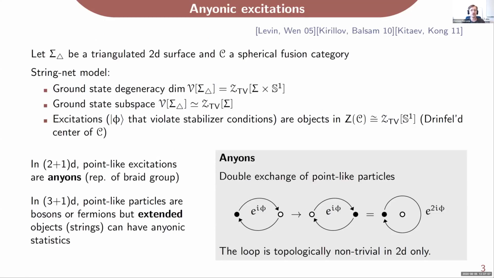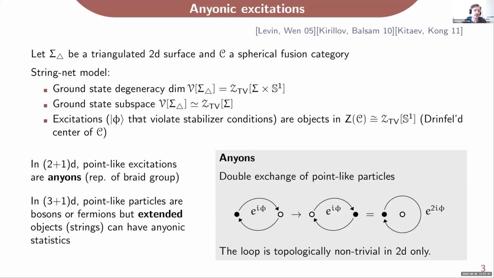I already mentioned in 2+1D the string-net models. The dictionary in that case, more specifically between the TQFT and the Hamiltonian picture, is the following. The ground state degeneracy, which is the number of independent states in my ground state subspace, is equal to the number that the TQFT assigns to the manifold sigma cross S1. Similarly, as already mentioned, the ground state subspace is what the TQFT assigns to the corresponding space.